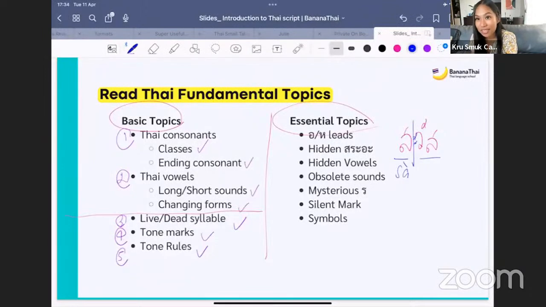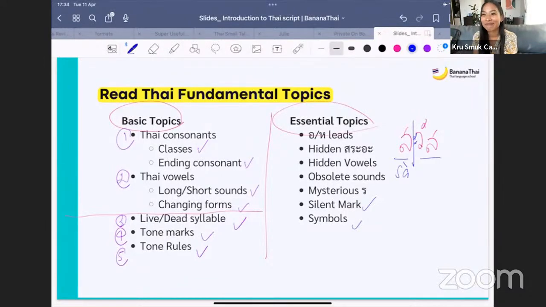The hidden vowels: some vowels don't show their form. The obsolete sounds, the mysterious rorua, is so fun to learn. It can be so many things, so you have to learn about what rorua can be. The silent mark, the mark that is put on top of a consonant, and that consonant's sound is obsolete. And other kinds of symbols and stuff. So these are all it takes. I'm telling you, this is all it takes for you to read basic Thai with full understanding.